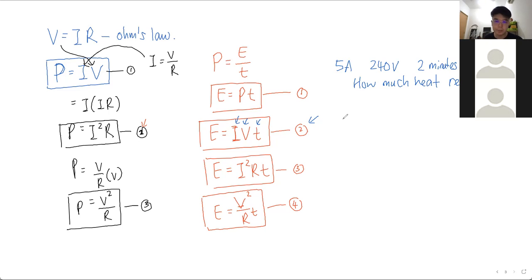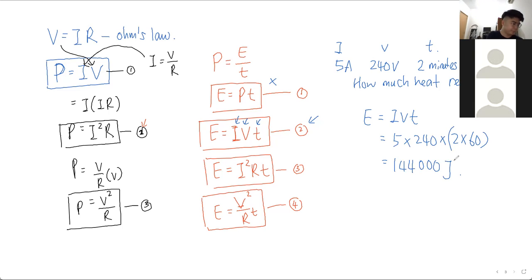What is the total energy? Okay, which one do we use? Energy equals, here we are given current, given voltage, given time. So the first one, power, is not given, we can skip it. So we use the second one lah, IVT. Okay, just make sure you put it in SI units: 5 ampere times 240 times 2 minutes times 60, change into seconds. Okay, so we get 144,000 joule.